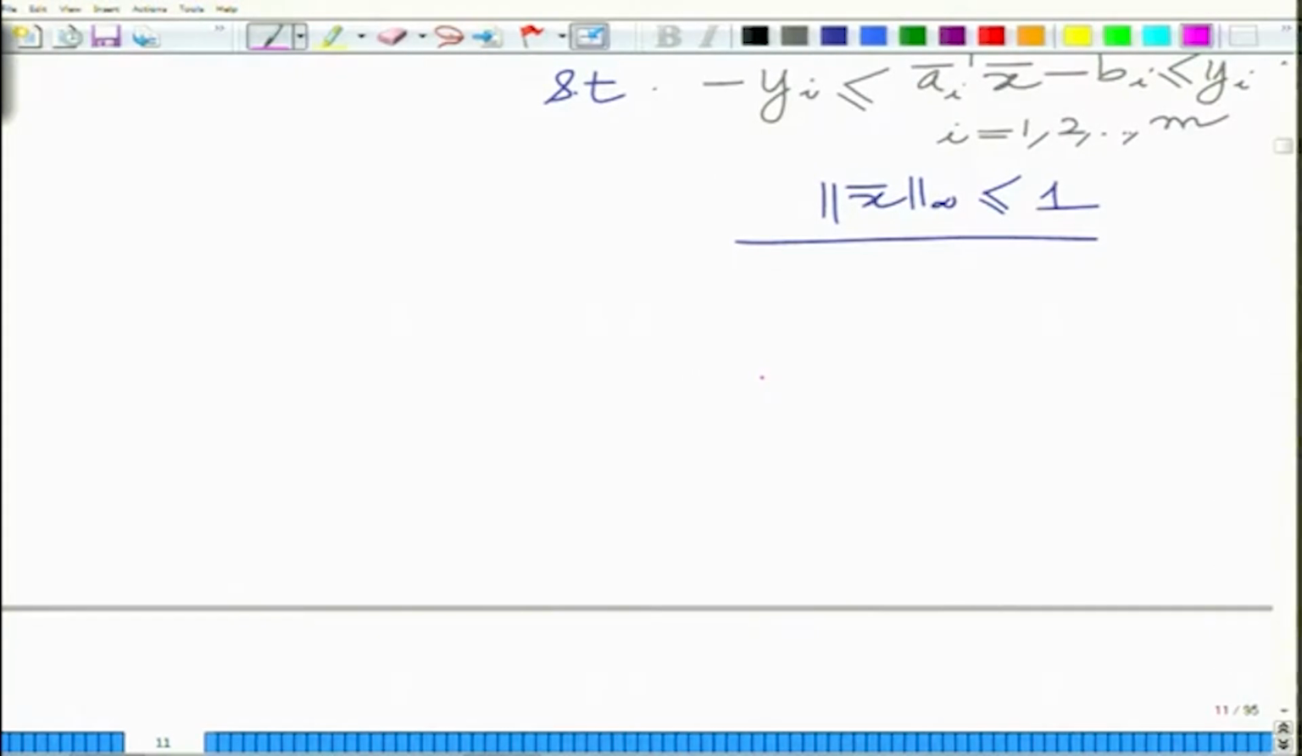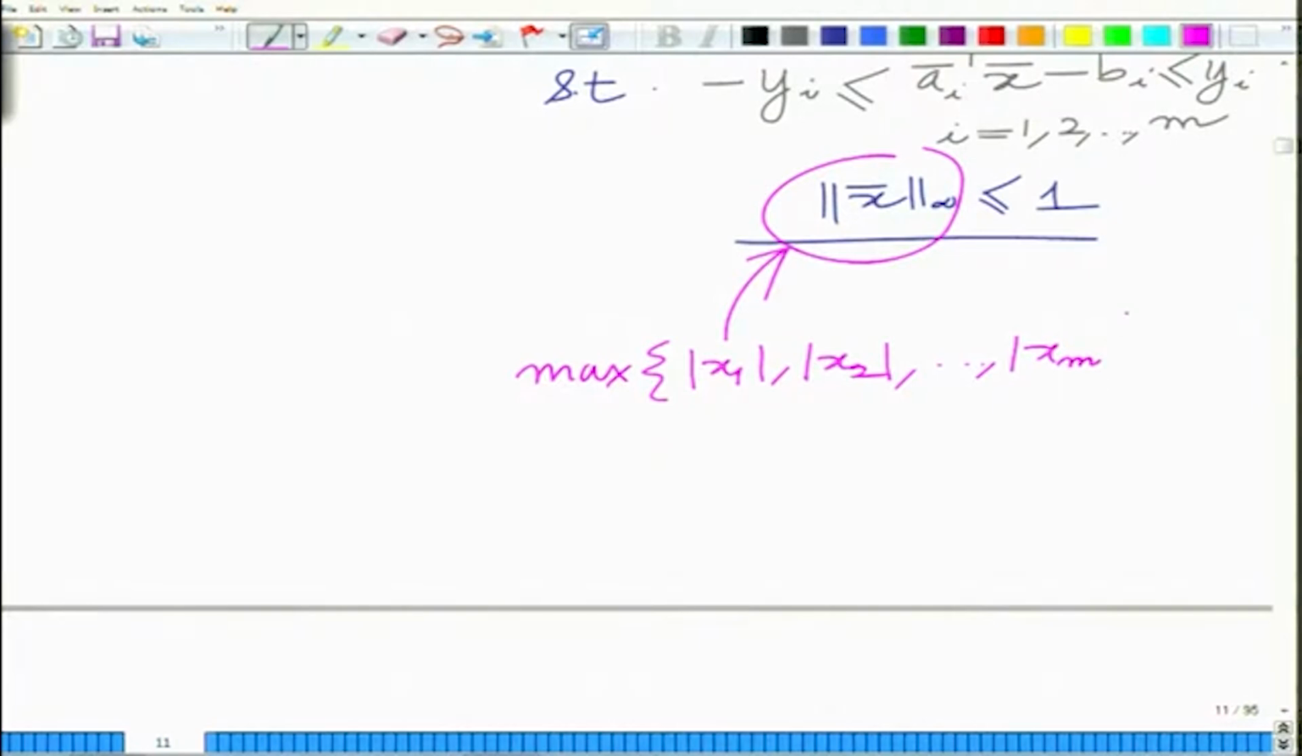This is the L infinity norm. What is this L infinity norm? This is the maximum of magnitude x1, magnitude x2, and so on, up to magnitude of xn, because remember x is an n dimensional vector, A is m cross n. So, this is less than or equal to 1.